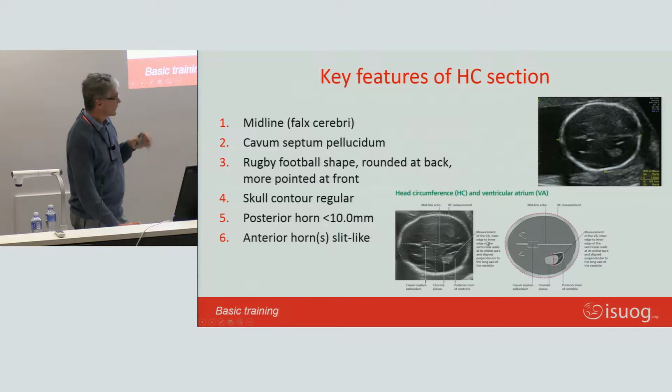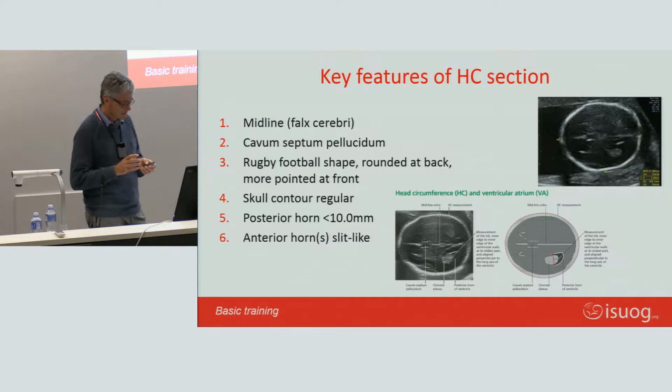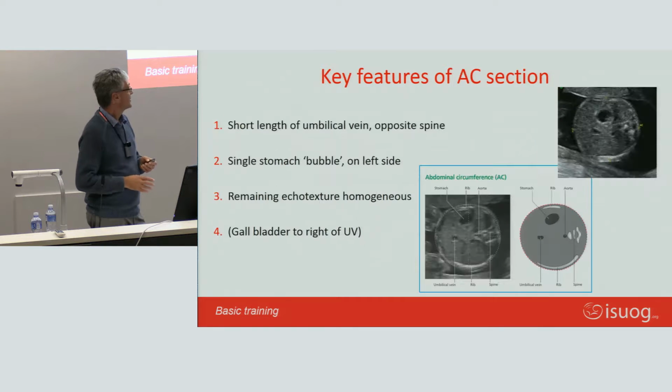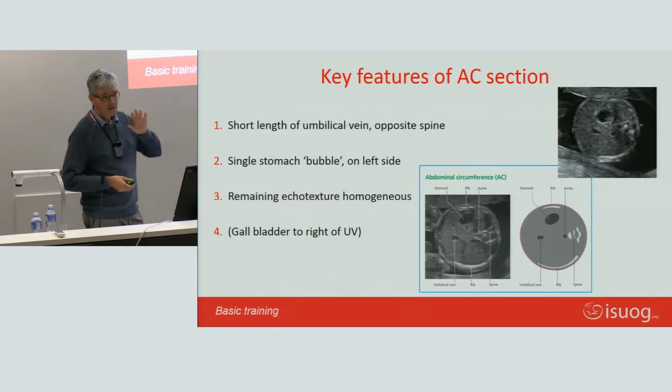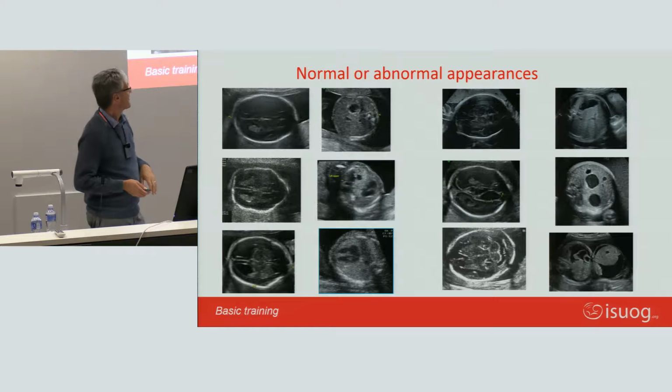And a regular rugby ball-shaped skull, posterior horn less than 10 millimeters. They say the anterior horn is slit-like, and that is true in the third trimester, but definitely not in the middle of the second trimester. But let's not worry too much about that. Abdominal circumference section, you've heard that. We don't need to go through that. That's also hopefully burnt in on your retinae.